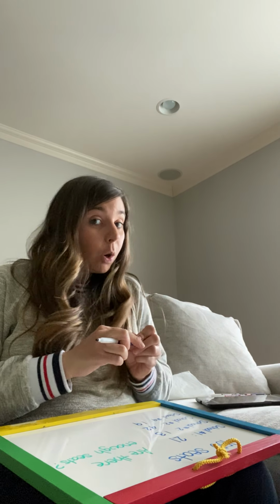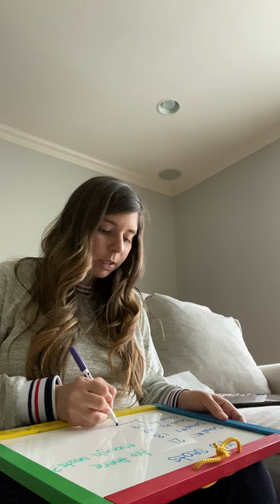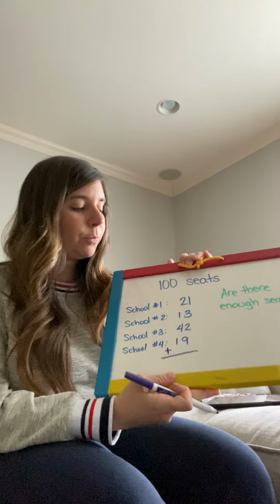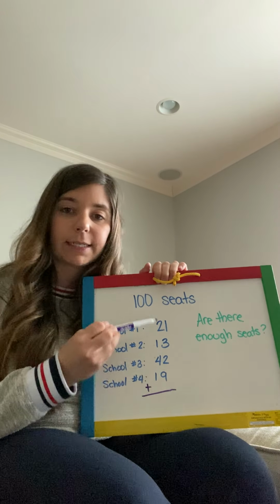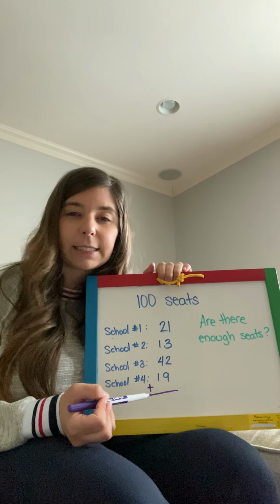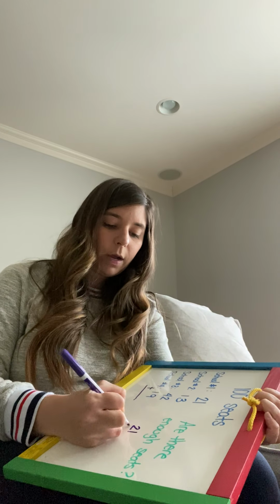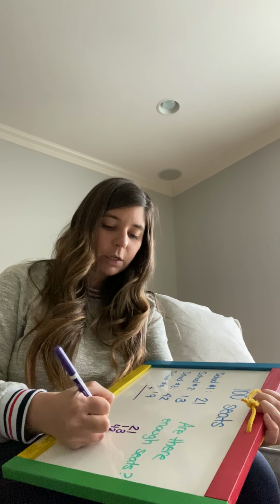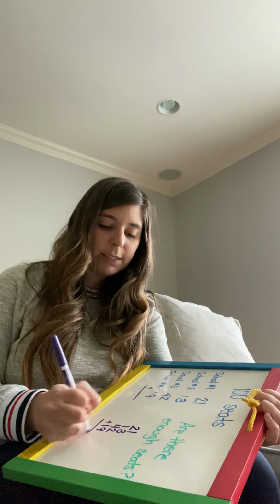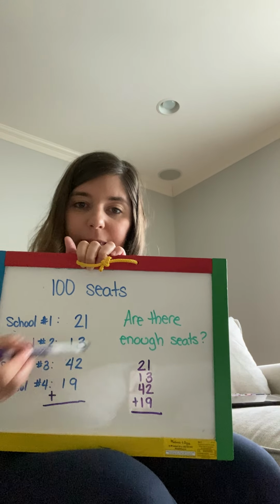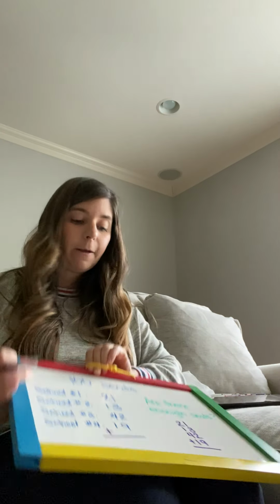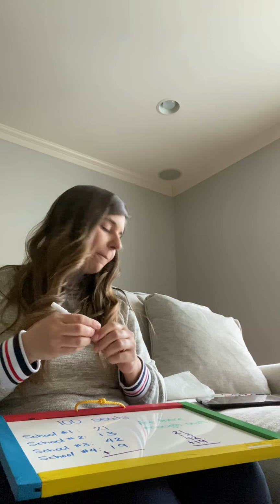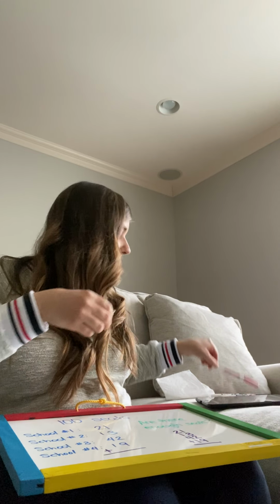We know we have to add these up, but these are pretty big numbers, aren't they? The reason I had you put them like this is because now they're already stacked neatly up and down. If you didn't stack them like this, take a minute to stack them. You're going to do 21, 13, 42, 19. Make sure you stack them really nicely up and down, vertically. Take a second to do that. I'm going to get another color here to help us see it.